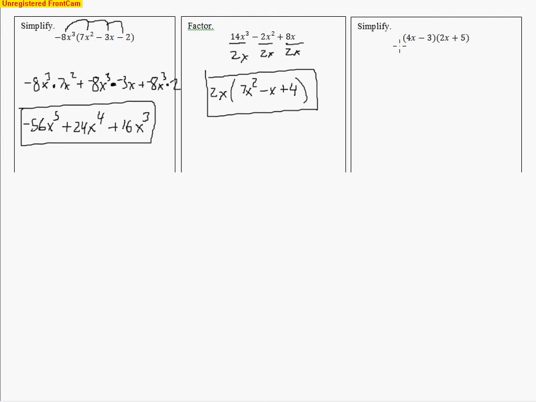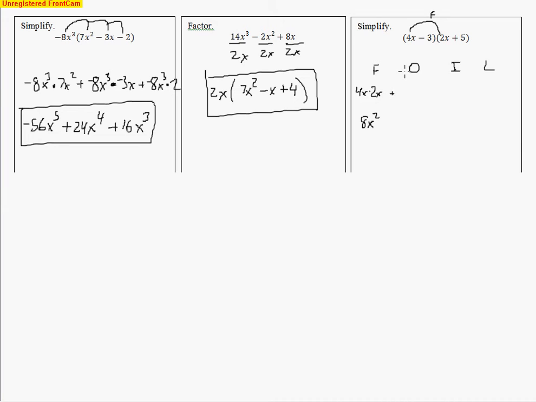And on this one, we're multiplying binomials, so we use the FOIL method: the first, outer, inner, and last terms. Our first terms are 4x times 2x. So these are our first terms right here. And then we end up with an 8x squared. A common mistake is people forget to change the exponents here when we're multiplying, so watch for that.